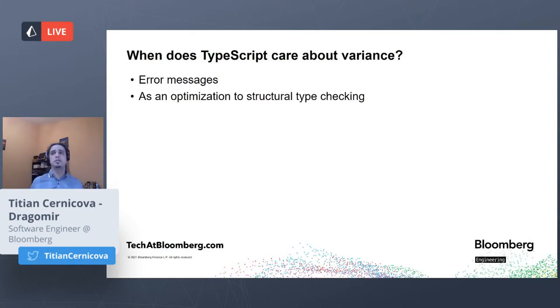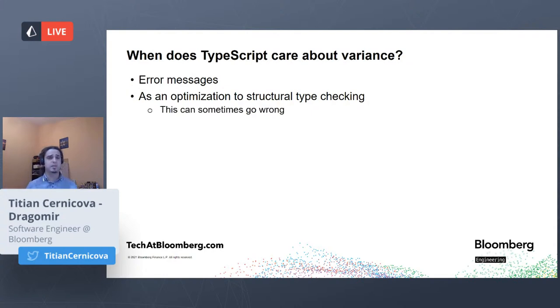And TypeScript also uses covariance as an optimization to structural type checking. Structural type checking is very expensive, right? Checking all properties is not trivial for an instantiation of a generic type. But generally, if TypeScript can know the specific variance of a type, and that's not always possible, it can sort of short circuit this. It can just say, okay, if I have this generic type and I know its variance, I can just relate the type parameters. I don't have to go through the whole structural type checking thing.